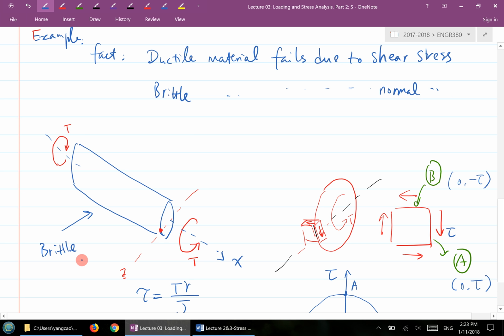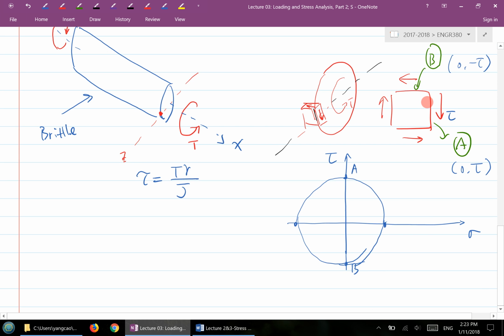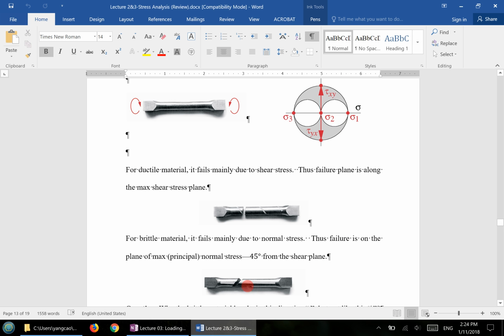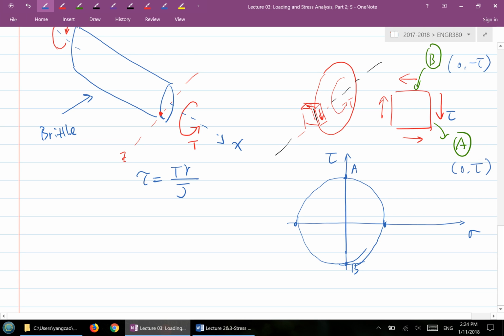As a matter of fact, if this is made of a ductile material, this is already the maximum shear stress, and this is the cross section perpendicular to the bar, right? So you can imagine it will break along the cross section that is perpendicular to the bar. That makes sense, right? But let us consider this bar made of a brittle material. As I showed you here, the brittle material fails like this, right? So the question is, why does it fail like this?